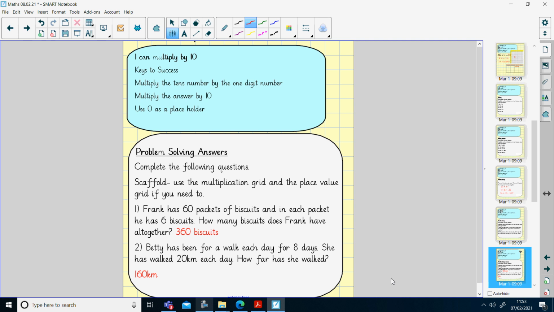Okay, so Frank has 60 packets of biscuits and in each packet he has 6 biscuits. How many biscuits does Frank have altogether? So the calculation would have been 60 times 6 and the answer is 360. Question 2. Betty has been for a walk each day for 8 days. She's walked 20 kilometres each day. How far has she walked? So you were doing 20 kilometres per day times 8 days. And the answer is 160 kilometres. Well done if you got those correct.